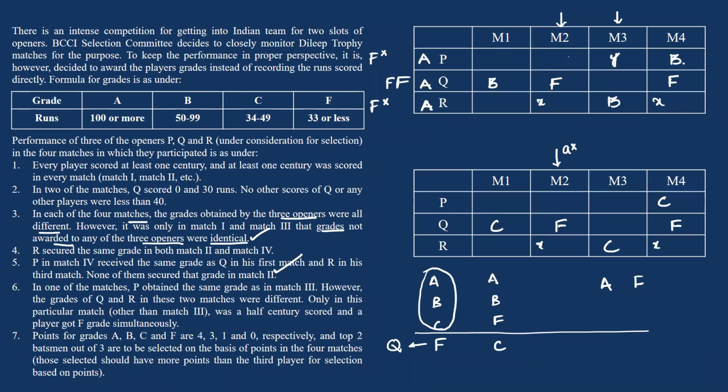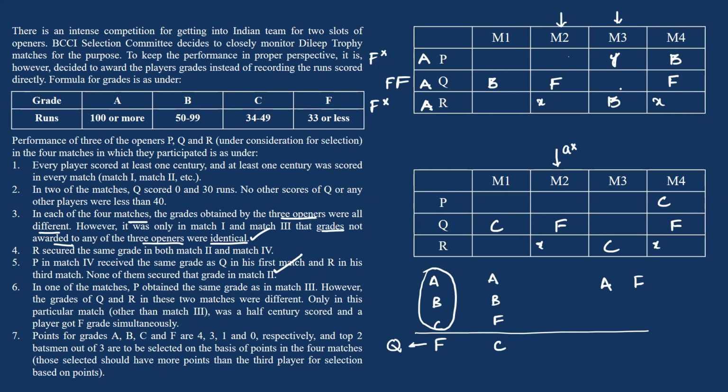So if I consider that match to be M4, okay, that match can be M4, right? So if that match is M4, then this should be A. So if this is B, this should be A. And in that match, only in this particular match, there was a half century score, and the player got F grade simultaneously. So he has scored half century, and okay, that's one possibility. Let's come to this later.